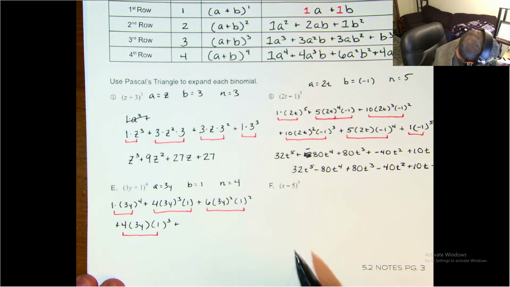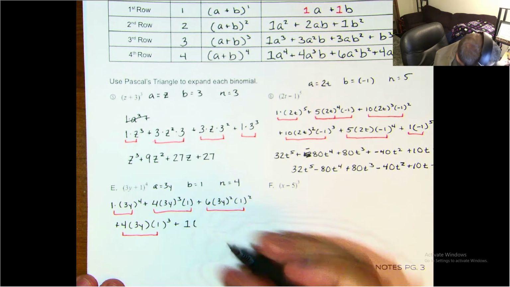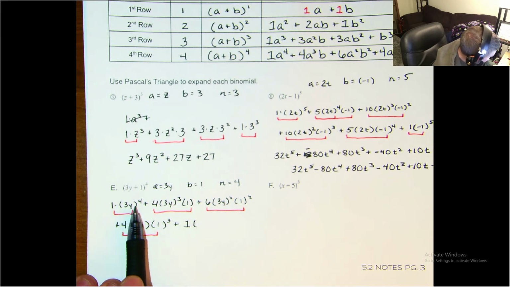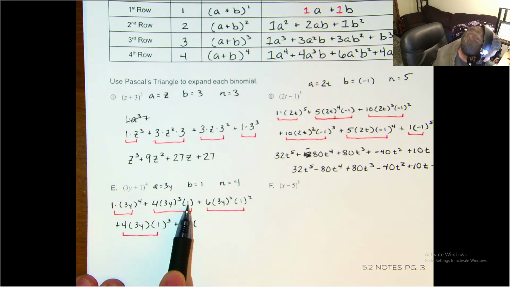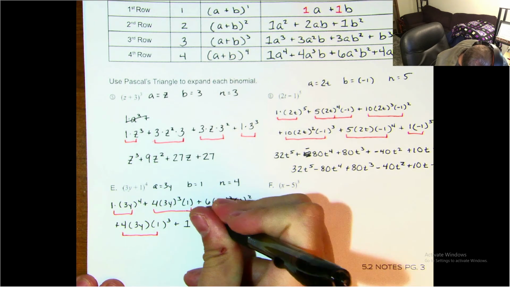Plus 1 times a to the fourth, a to the third, a to the second, a to the first, no a at all, no b at all, b to the first, b to the second, b to the third, b to the fourth. That's my third cell.